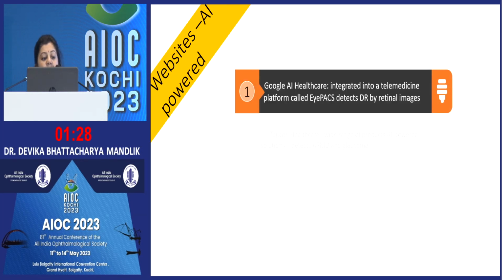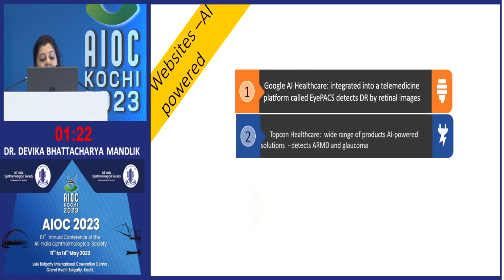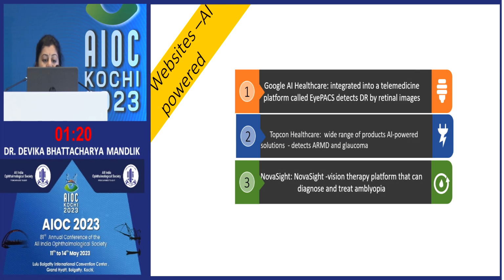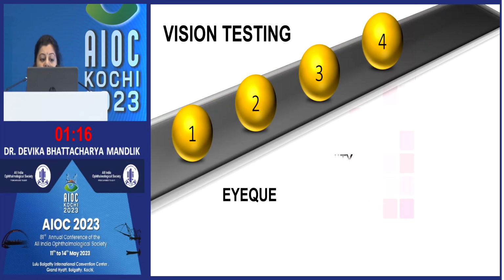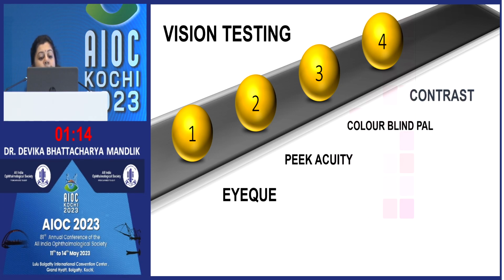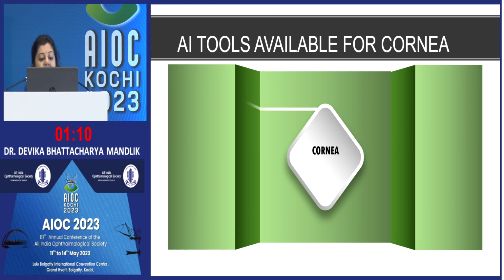Various websites are powered by AI; I will just enumerate them. This is Google AI Healthcare, Topcon Healthcare, Novasight, and Notal Vision. These are the platforms used for vision testing. This is IQ, Peak Acuity, Colorblind Contrast. I will just enumerate the cornea devices which are used for cornea.